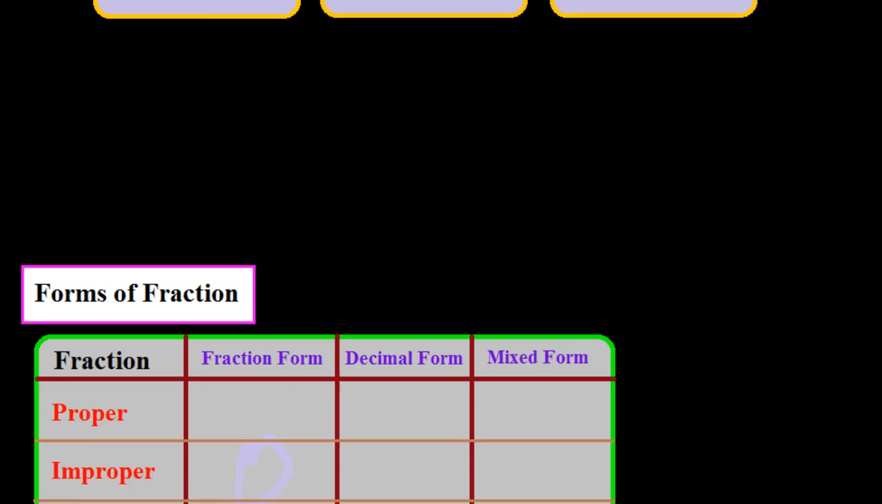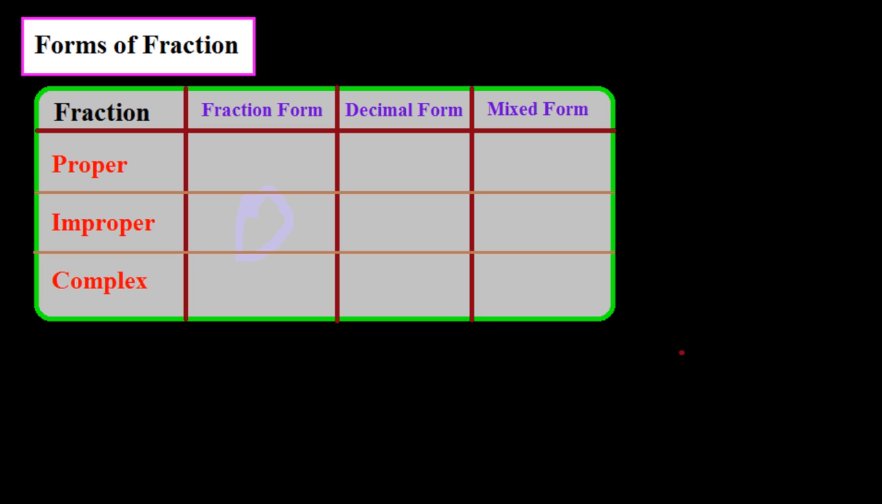So now I would like to explain the forms of fraction. Here you see we have studied three sorts of fractions: the proper, improper, and complex. We have three forms for these fractions: the fraction form, the decimal form, and the mixed form. So if I have a proper fraction, if I write 1 over 2, this is a proper fraction because the numerator is smaller than the denominator. We could write it in decimal form as 0.5. How do we get this?